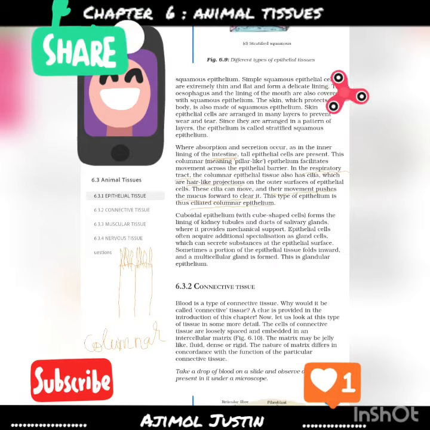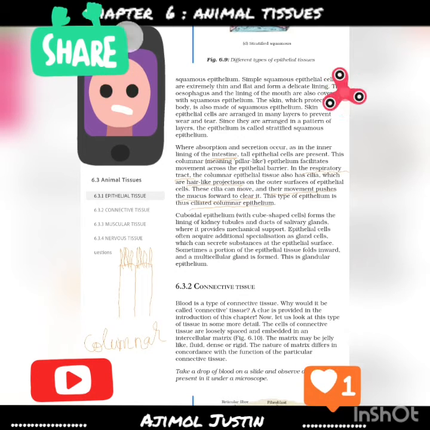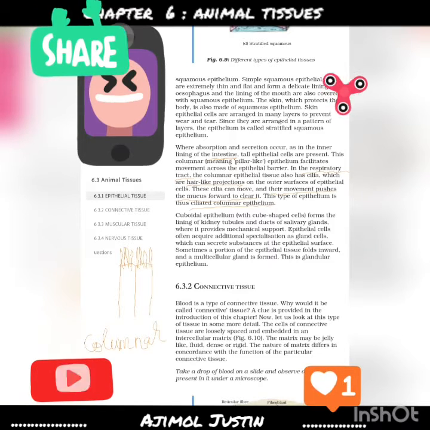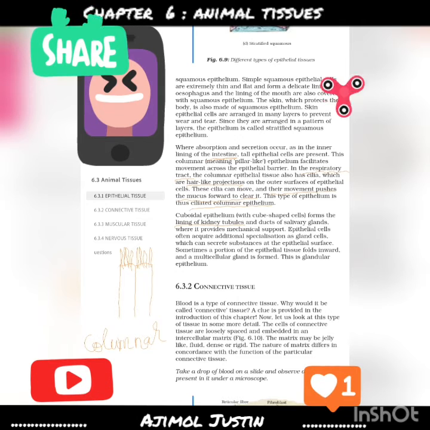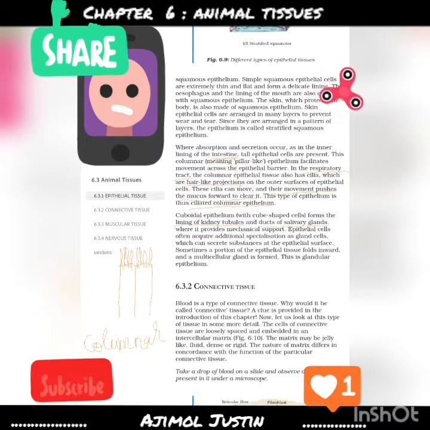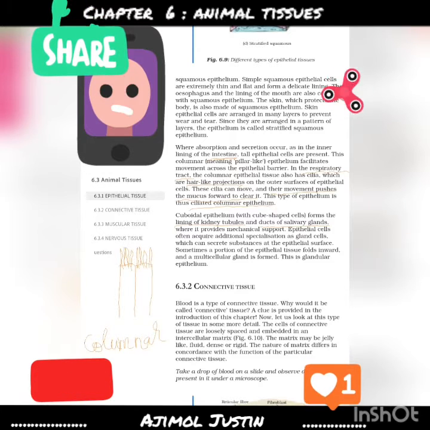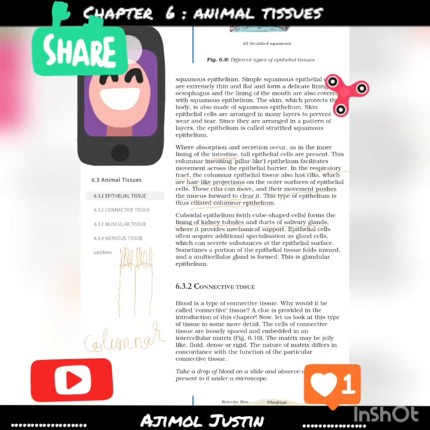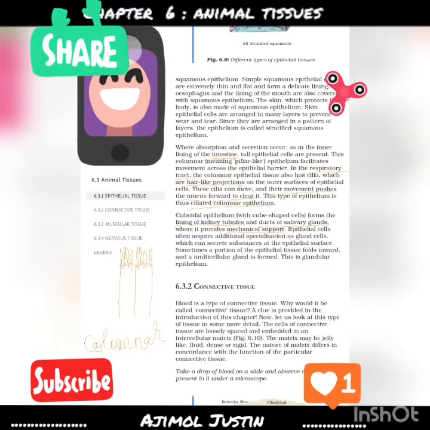Now the last type is cuboidal epithelium. By the name it suggests it is cube-like, cube-shaped, and forms the lining of kidney tubules and ducts of salivary glands. Ducts means where the saliva is produced. Now, it provides mechanical support. So what is the main function of cuboidal epithelium? Mechanical support.